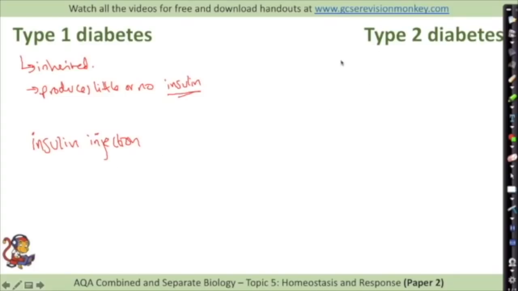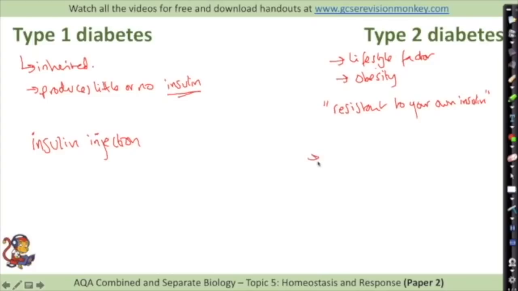Type 2 diabetes, however, is caused by lifestyle factors. It's often linked to diet and obesity, and you get that later on in life. It's when you still produce insulin, but your body is resistant to your own insulin. So basically it is no longer effective. You're still producing it, but it's not working anymore. It's not reducing your blood sugars to normal. So your doctor will prescribe, in this case, a carbohydrate controlled diet.